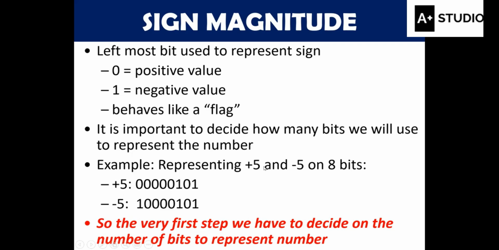When we convert the number 5, what is 5? 5 will give us 101. If I express this in a bit of 8, it means I add zeros to make up 8: 1, 2, 3, 4, 5, 6, 7, 8. So positive 5 will be like this. Negative 5 is just changing this first 0 to 1. So this is all sign magnitude does. It changes the first zero to 1.